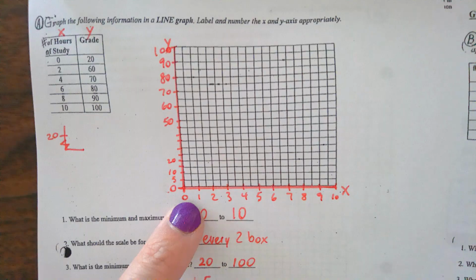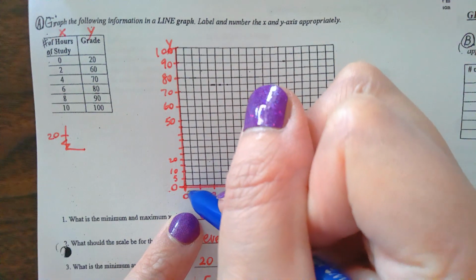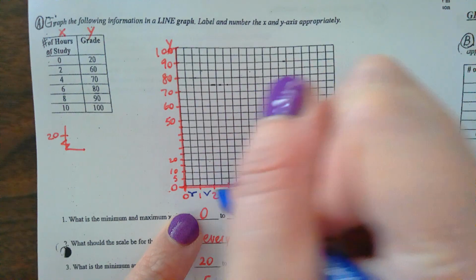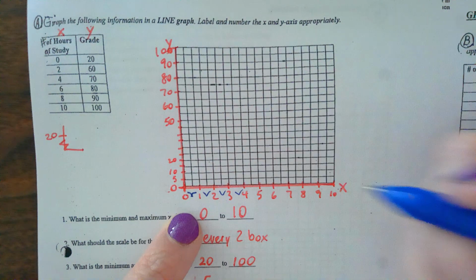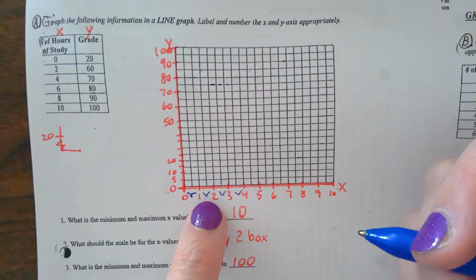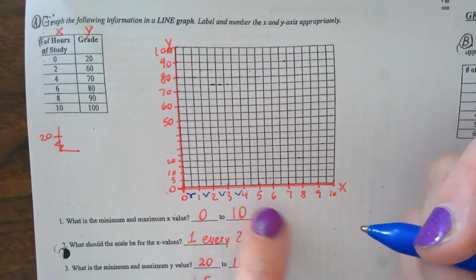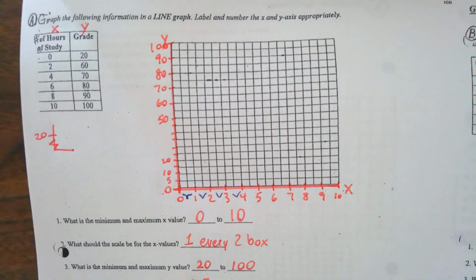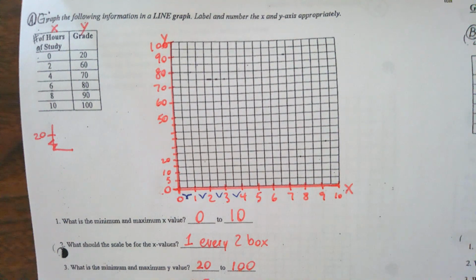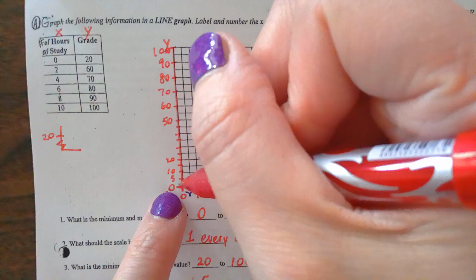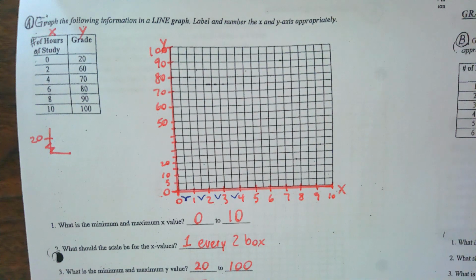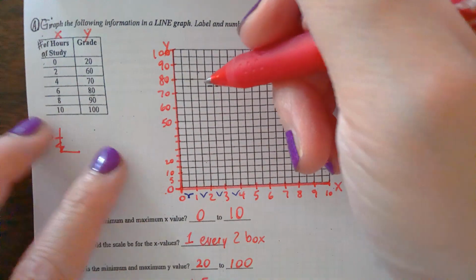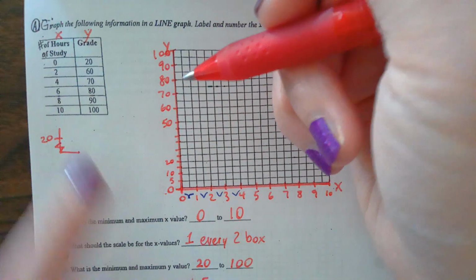I'm doing 1 every 2 boxes. So that means for all of these, it has to be the same. It has to be every 2 boxes, every 2 boxes, every 2 boxes. You can't just say, oh, I have more room now, let me put 10 all the way over here or here and so forth. So it has to be the same. Otherwise your graph is always going to be wrong. Okay, and then now I can plot my points.